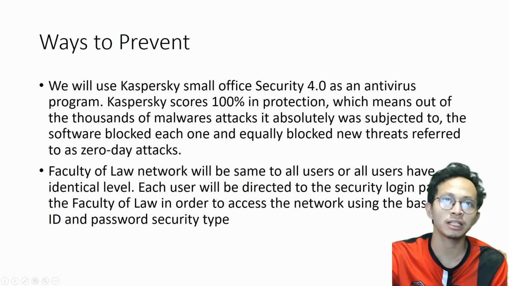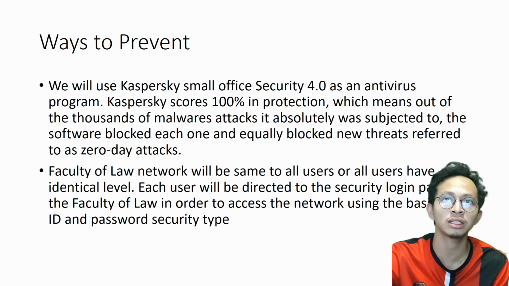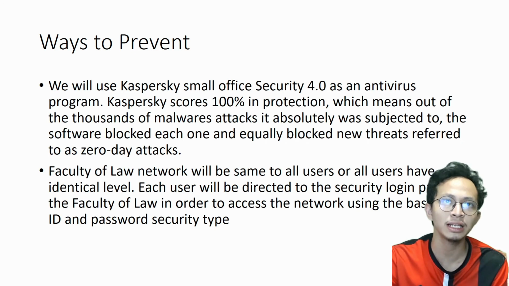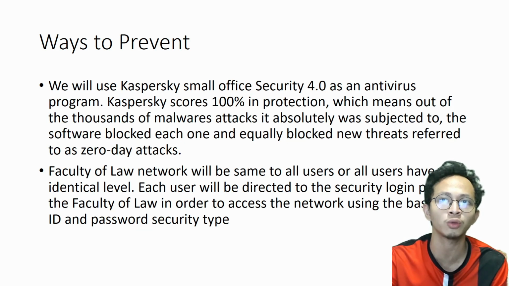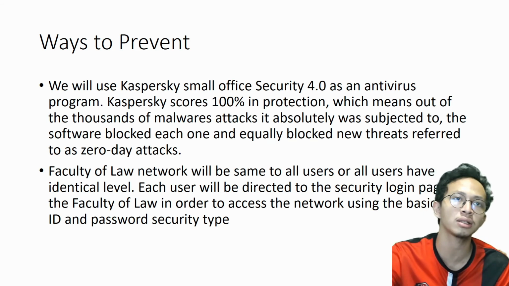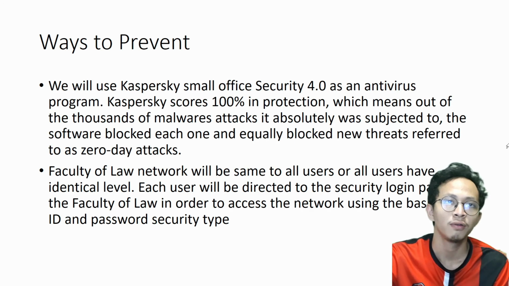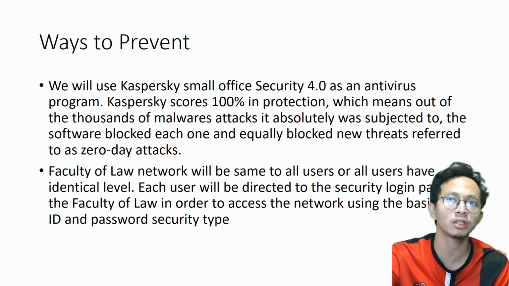We will use Kaspersky Small Office Security 4.0 as an antivirus program. Kaspersky scores 100% in protection, which means out of the thousands of malware attacks it was subjected to, the software blocked each one and equally blocked new threats referred to as zero-day attacks. The Faculty of Law network will be the same for all users, or all users have the same level. Each user will be directed to the security login page of the Faculty of Law in order to access the network using the basic user ID and password security type.